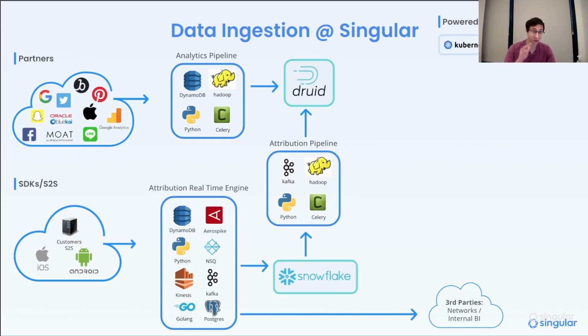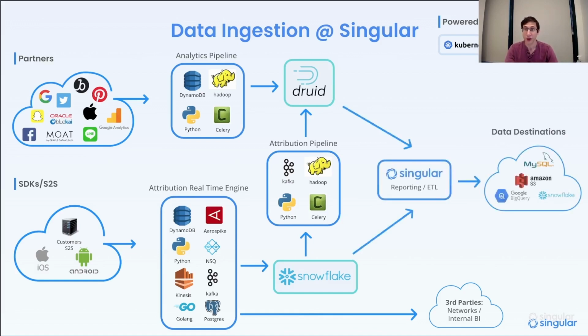Now you'll notice here, Druid is our single source of truth at Singular. All of a customer's data is in Druid, and that's ultimately what they query. Our Druid cluster is customer-facing, meaning if a customer uses our UI, our external API, or internal or external ETLs, everything is going to go through our Druid cluster. So it's as customer-facing as it gets.